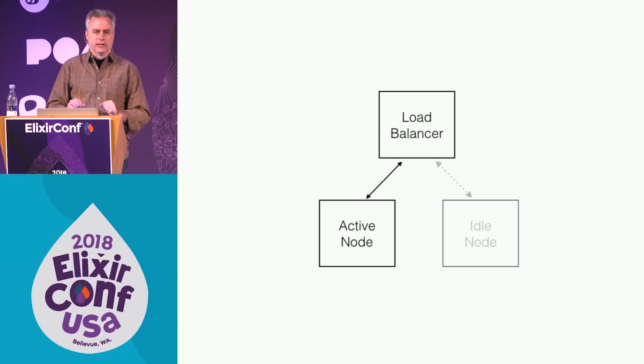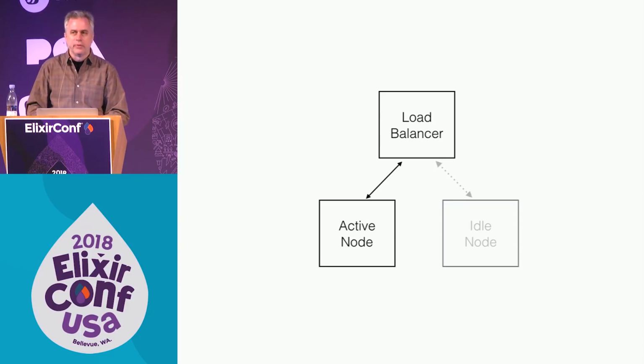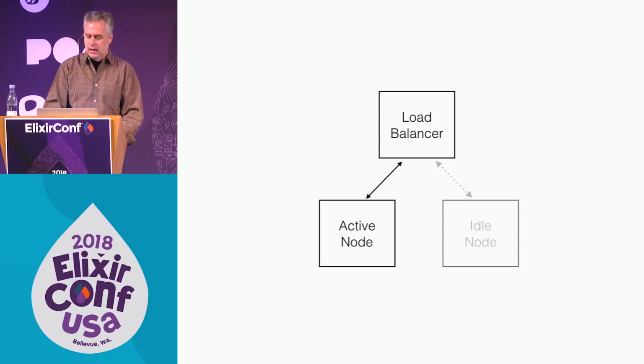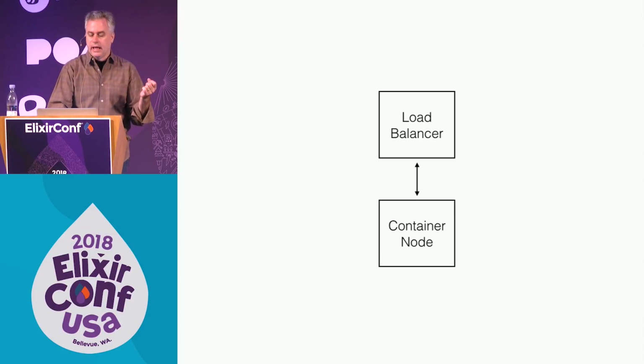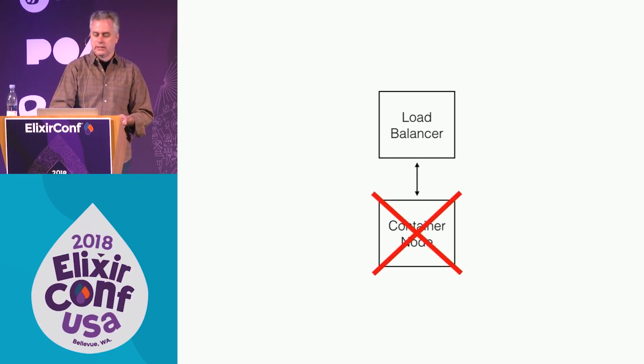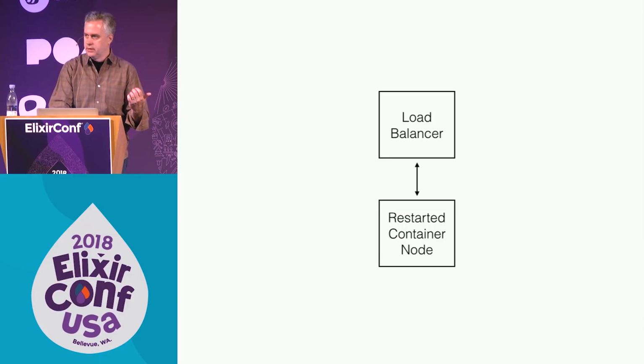That's an edge case that we can live with, right? Sometimes we could spend a lot of engineering resources to figure out a way around that problem. We did not. But there's another solution which eliminates that. This is a one-node solution. So you've got a load balancer and a node in a container, right? So if the container crashes or it's unreachable, we simply restart the container.